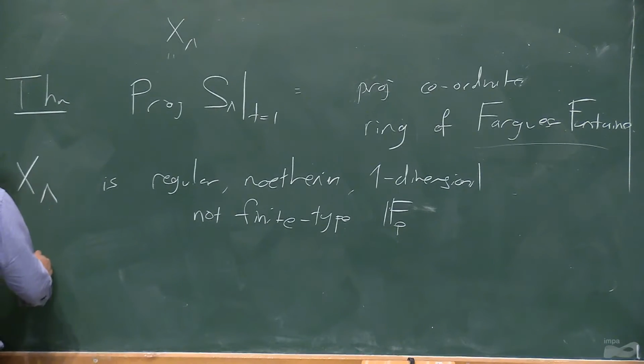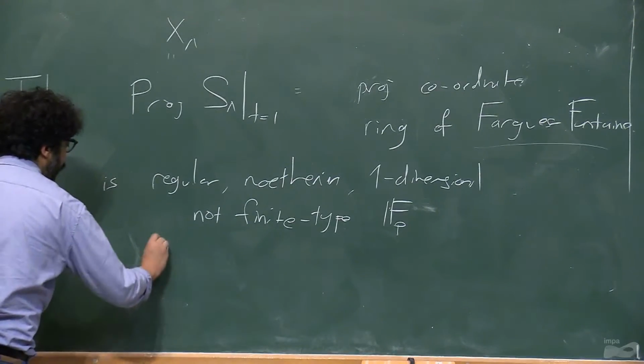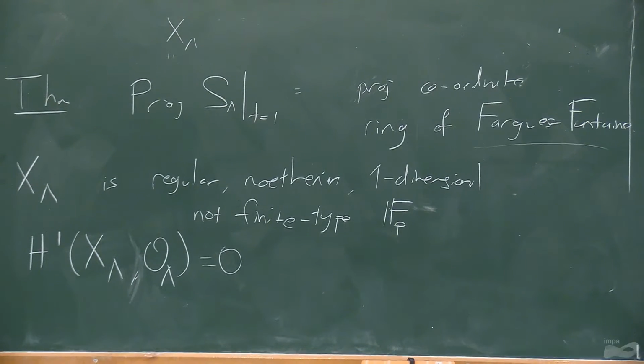One interesting property is that the arithmetic genus is 0, so H1 of O is 0, and that's the computation we did, right? So that's the Floer homology of L0 with itself. CF1 was 0, and so this is CF1 is 0.